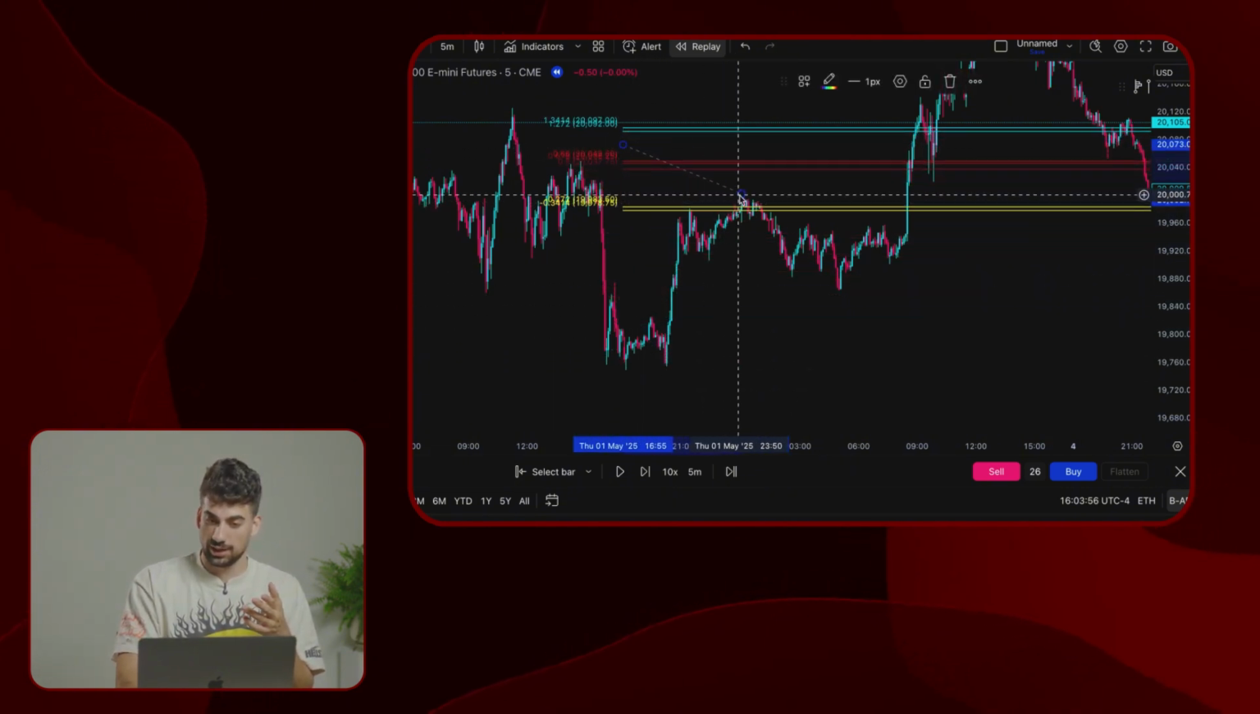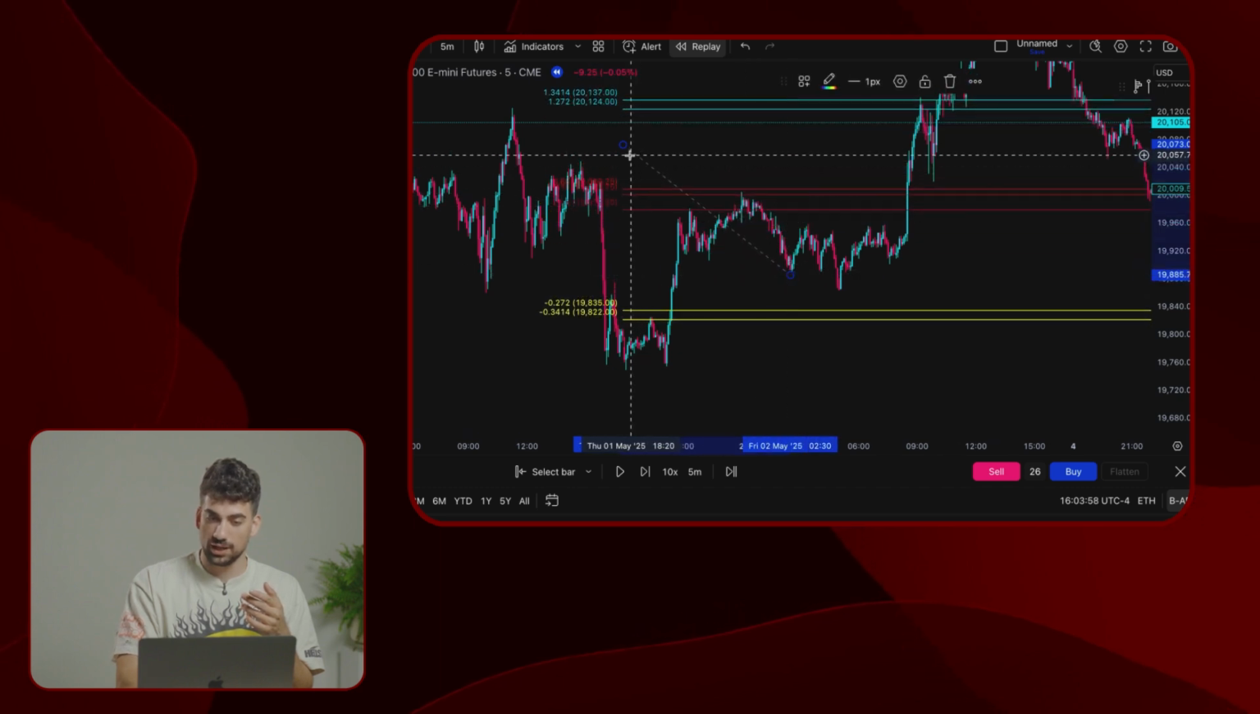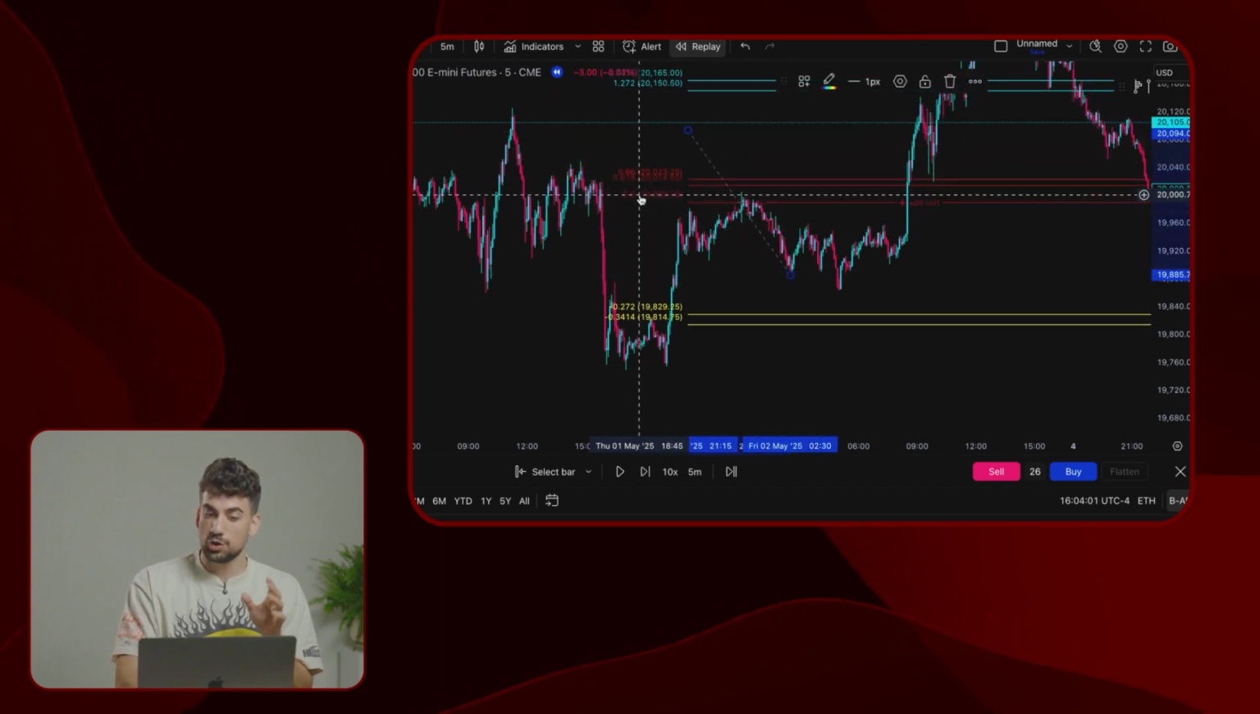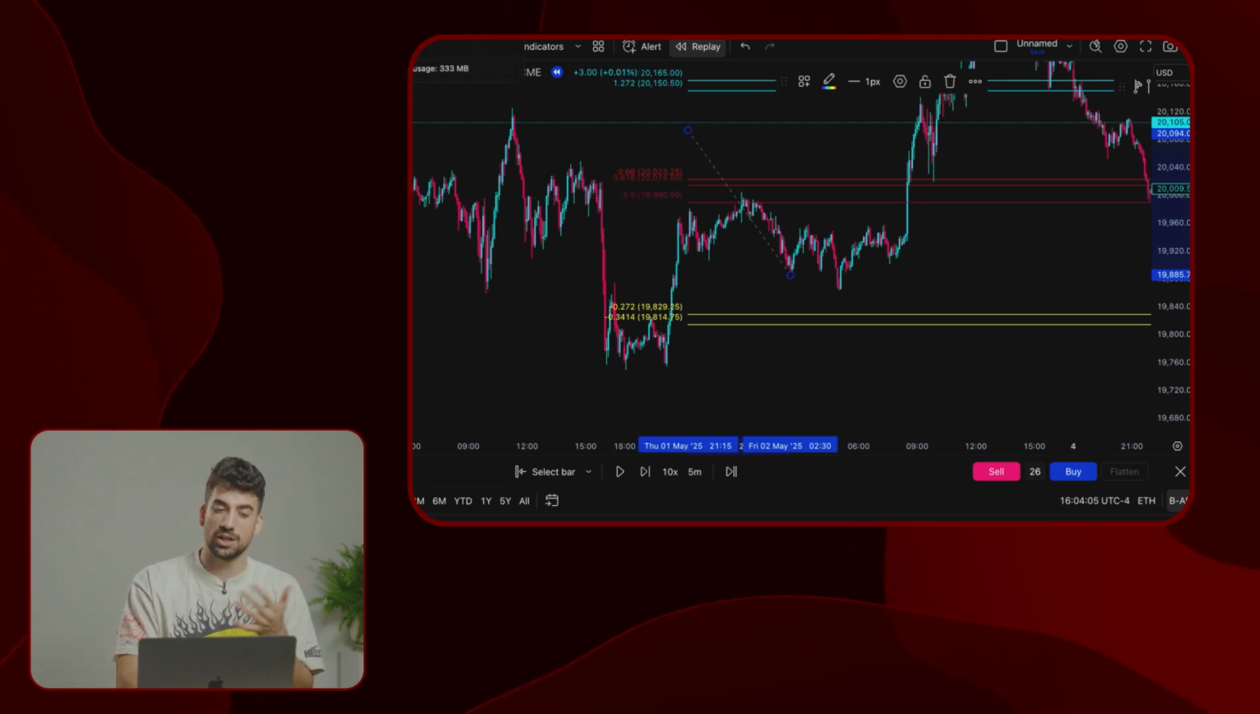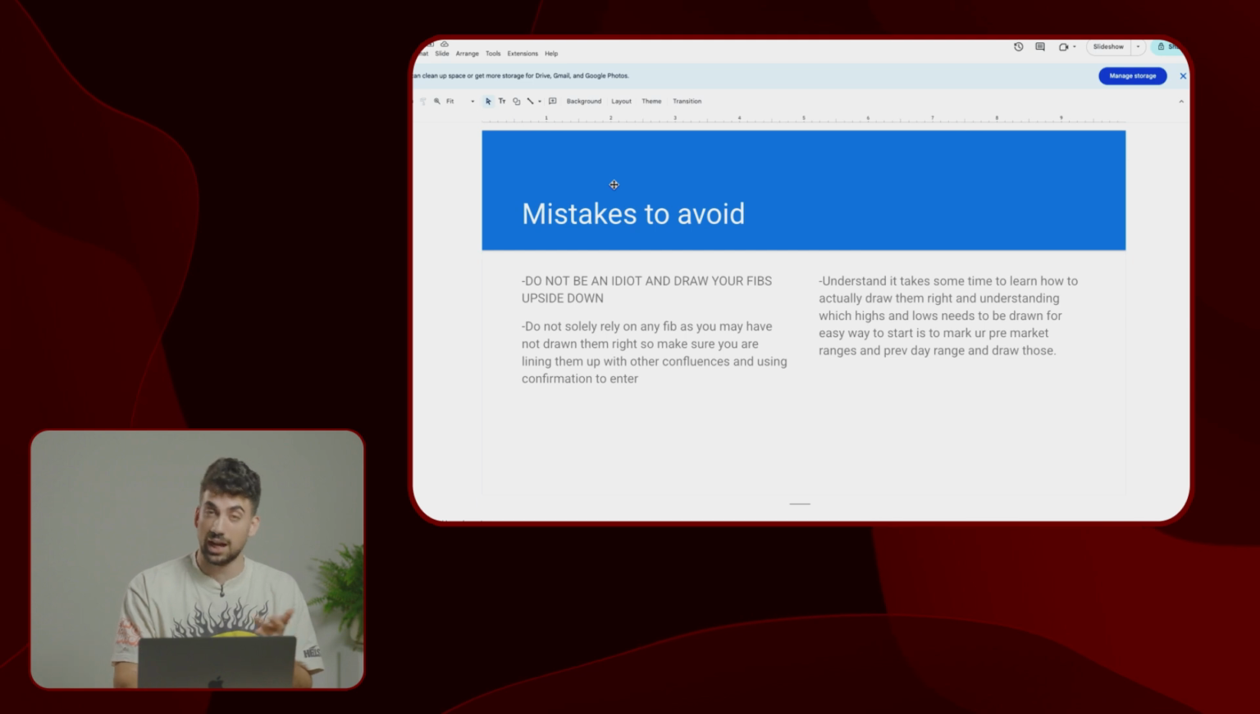So if you draw it upside down, the opposite way, where should your fib be? The fib should be above the 0.5. Please don't forget this. Do not draw your fibs upside down and then come back to me and be like, Antonio, it's not working. I cannot help you with that.